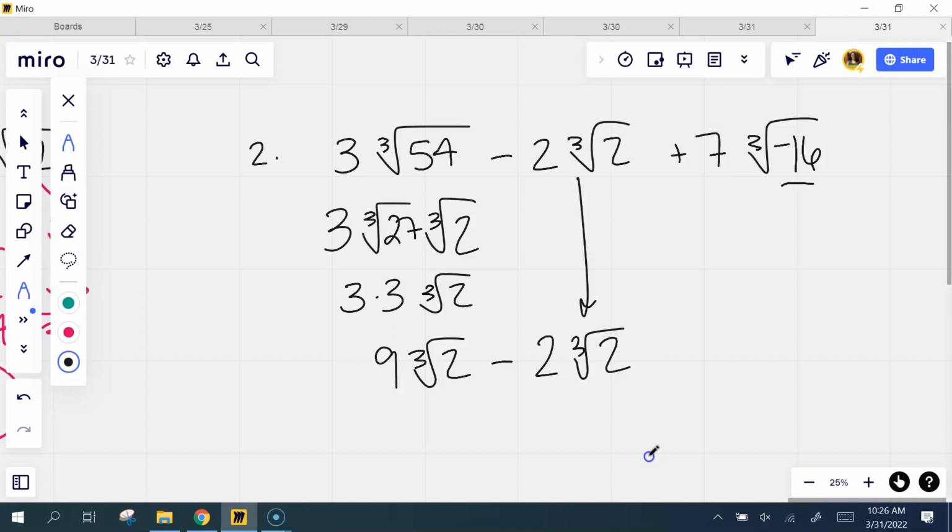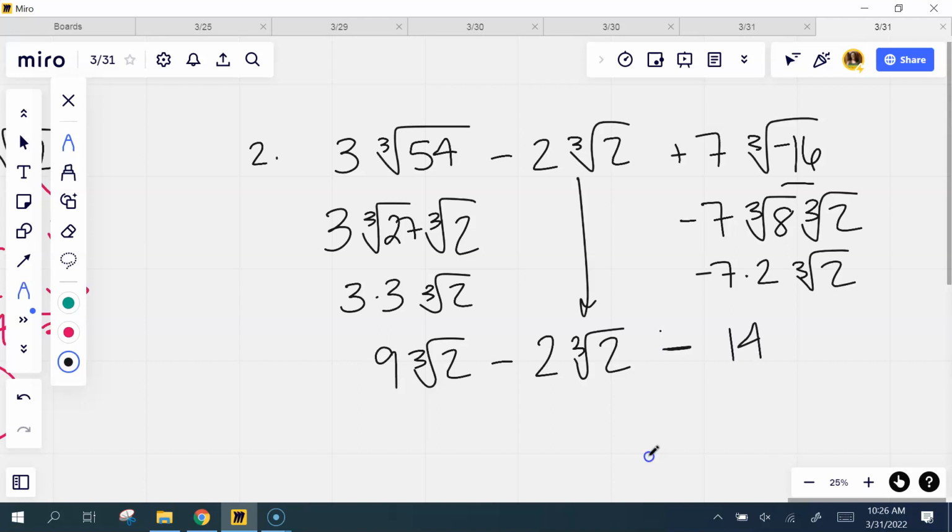8 and 2. That's exactly right. I'm going to go ahead and take that negative out, and make this negative 7, 8, and 2. I did that because it's an odd root. So this is negative 7 times 2 times the cubed root of 2. So that would be minus 14 times the cubed root of 2.